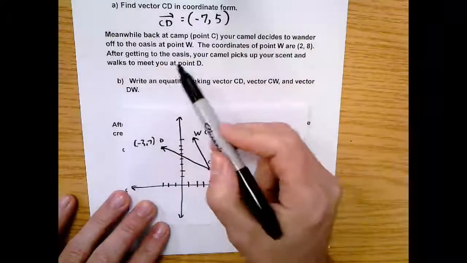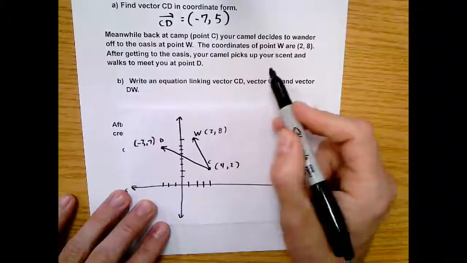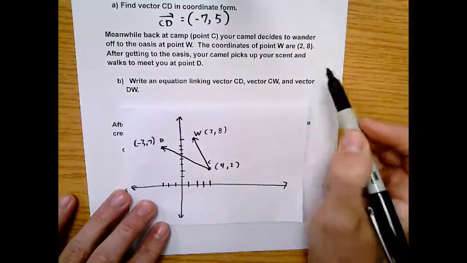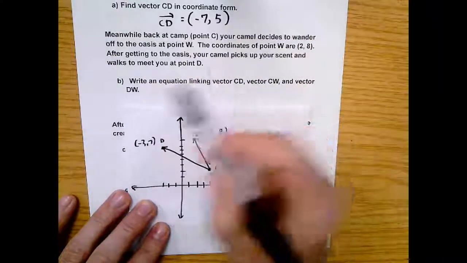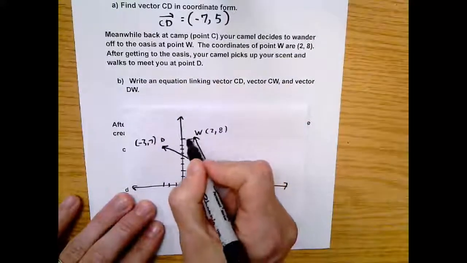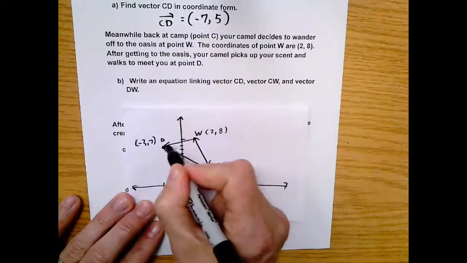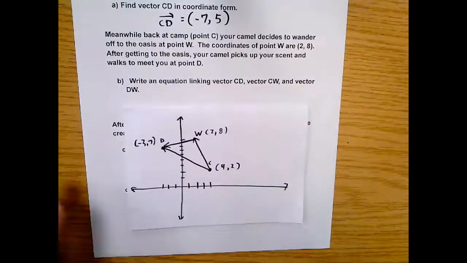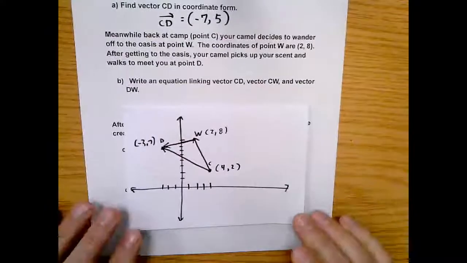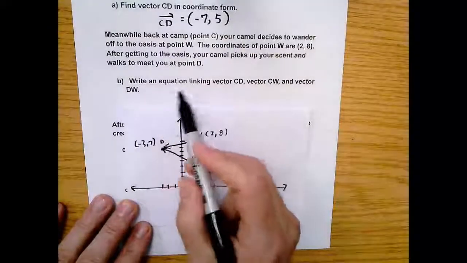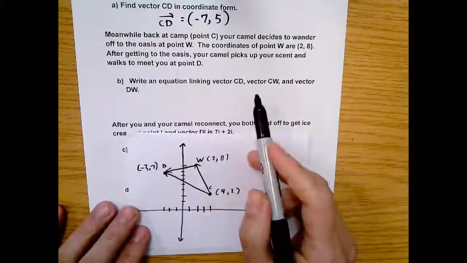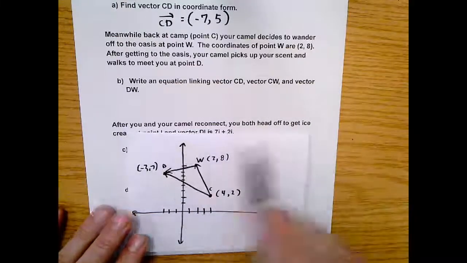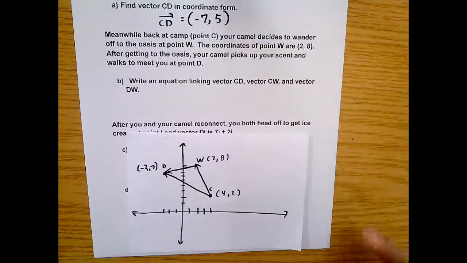It says, after getting to the oasis, your camel picks up your scent, smelled ya, and it walks to meet you at point D. Okay, so then the camel walks this way, and it comes here. And I like these diagrams because it makes it very clear what you're looking at. And it says, I want you to write an equation linking vector CD, vector CW, and vector DW. So it's just trying to show the relationship between these vectors.